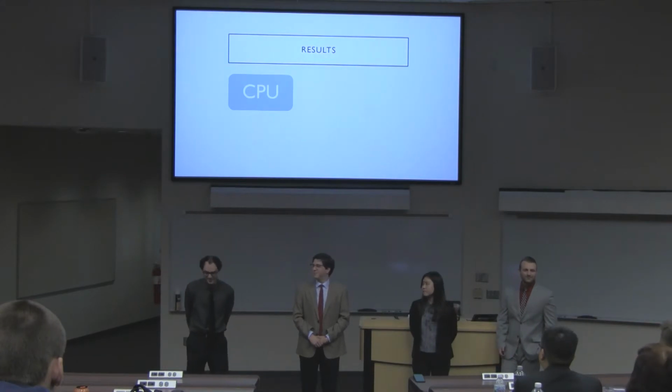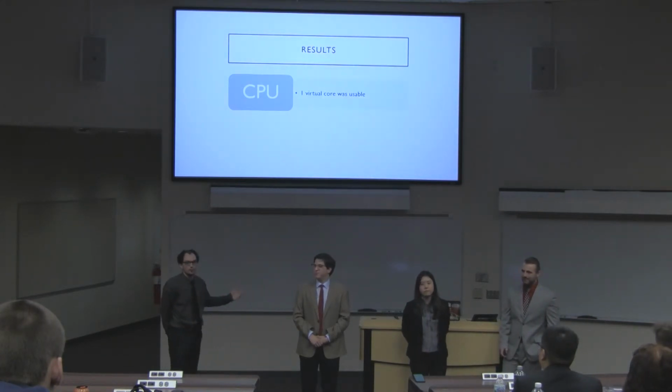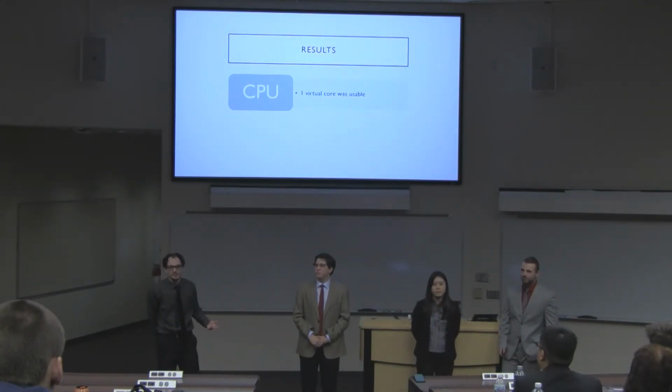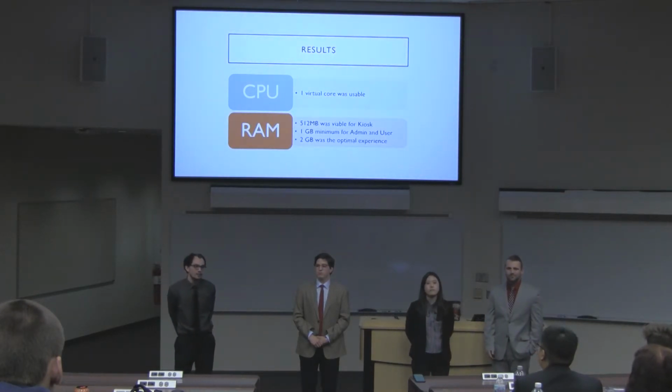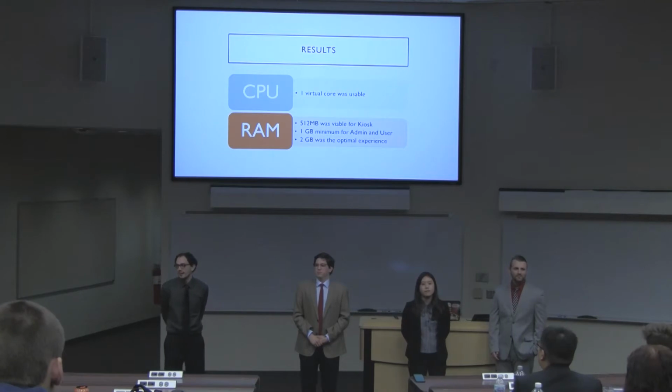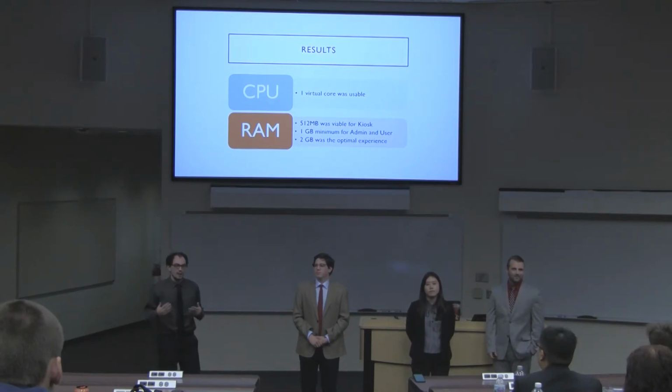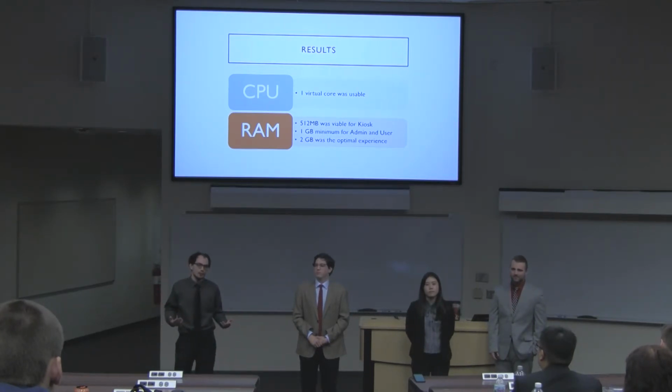So let's talk about our actual results. We did find one virtual core was always most effective. Adding more cores really didn't help anything. However, with RAM, we found it to be a lot more variable. Kiosk could be run on half a gig of RAM. It had an optimal experience. It was able to run, but it didn't take up all of our resources.